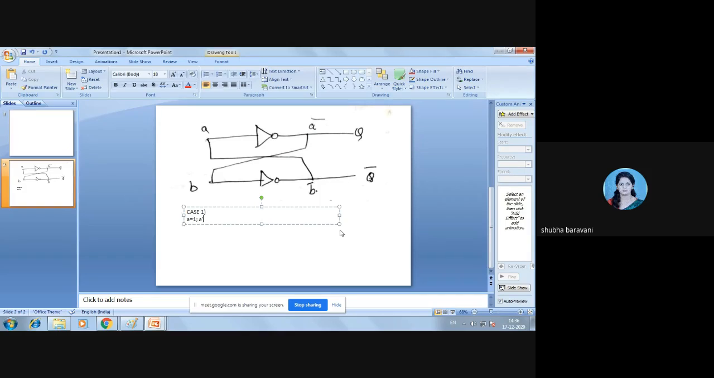It means what would be a bar? See here, if a is equal to 1, what would be a bar? See, there is an inverter here. Not 1, ma'am. No, a is 1, and it is coming to this inverter. What would be a bar? 0. Ah, it is 0. Okay. Now, when your a bar is 0, what would be b? See, a bar से feedback आ रहा है b को. So, what would be b?